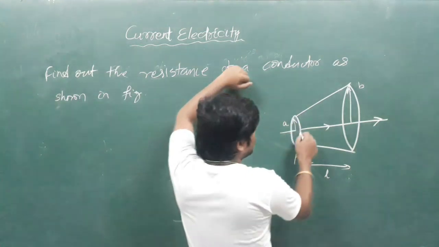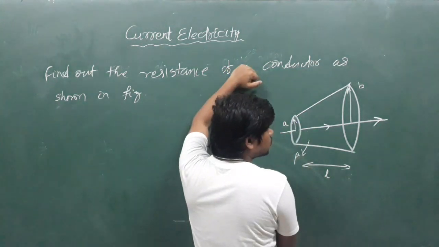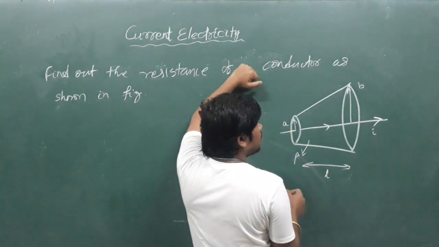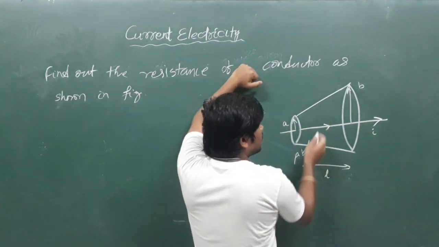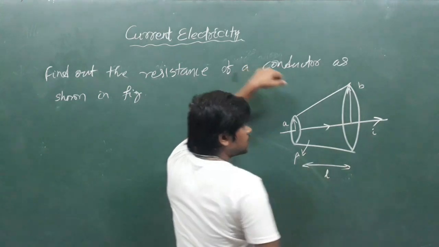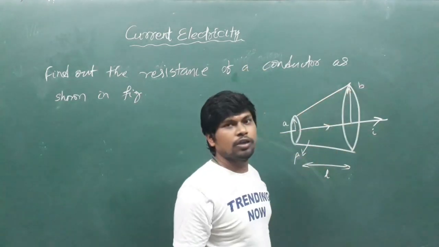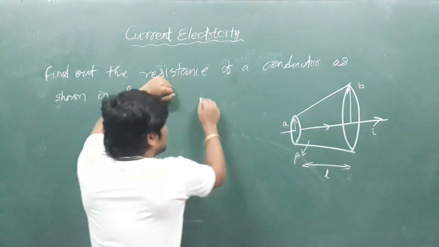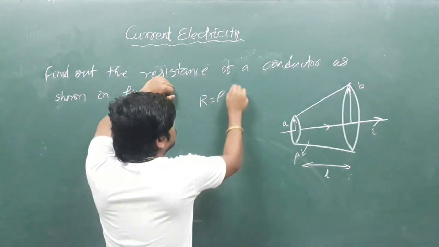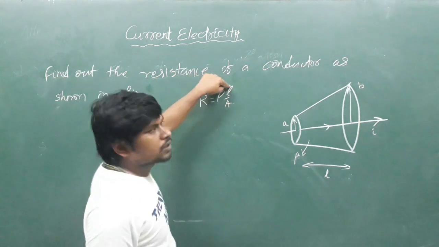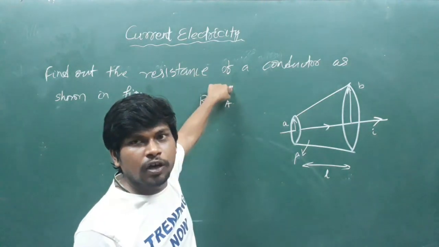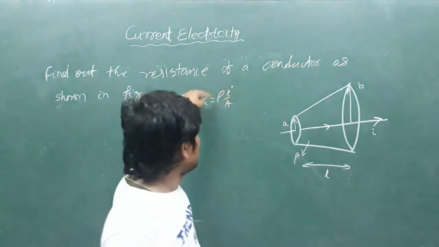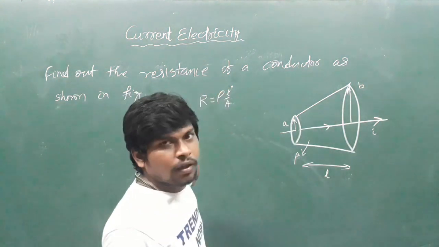What have they given? They have given the radius. So how will we solve this type of question? To solve it, first take an arbitrary element. This radius is changing from here to here, the length is changing. What is the formula of resistance? R equals rho L by A. This length is along the direction of current. Current is going in this direction, so take that direction. So R equals rho L by A.